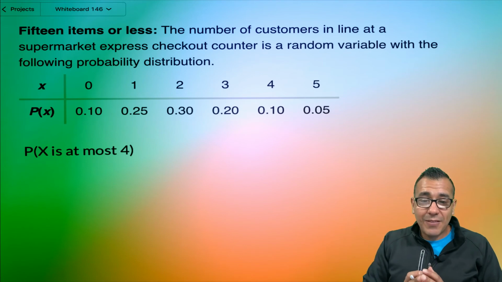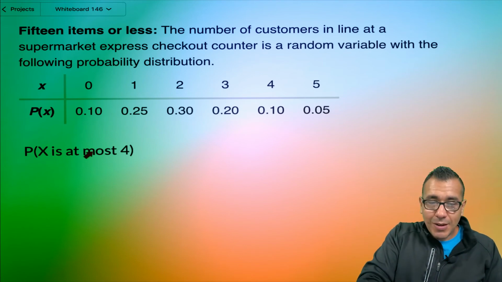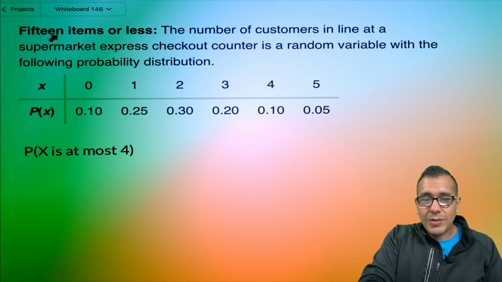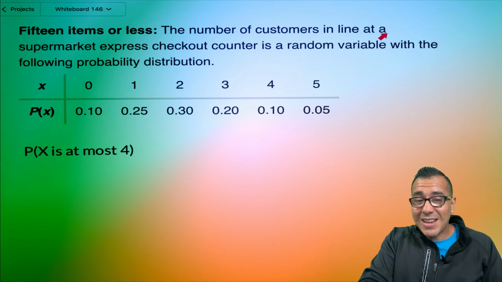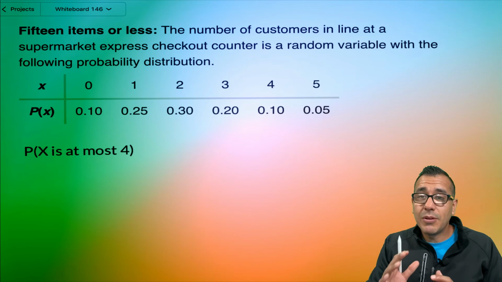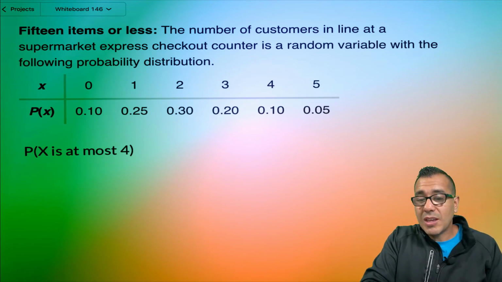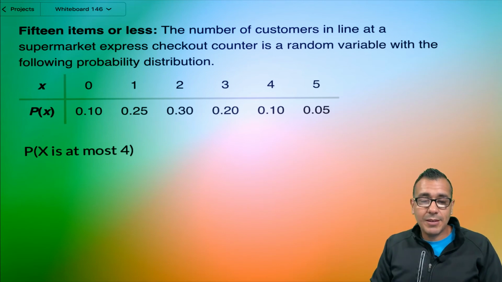Next example. All right, so now we have an at most statement, right? So again, we have a different scenario here. So we've seen these lines, 15 items or less, right? So the number of customers in the line at a supermarket express checkout counter is a random variable with the following distribution. So these numbers here describe the number of customers in line, right? And this is a probability associated to each one of those situations.